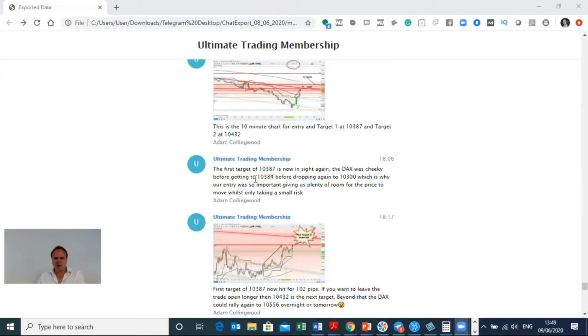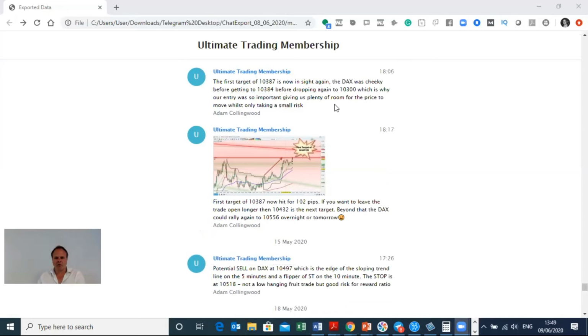DAX was cheeky before getting to 10,384 before dropping again to 10,300, which is why an entry is so important, giving us plenty of room for the price to move whilst taking a small risk. And here we are, first target of 10,387 now hit for 102 pips. If you want to leave the trade open longer, 10,432 is the next target. Beyond that, DAX could rally to 10,556 overnight or tomorrow.